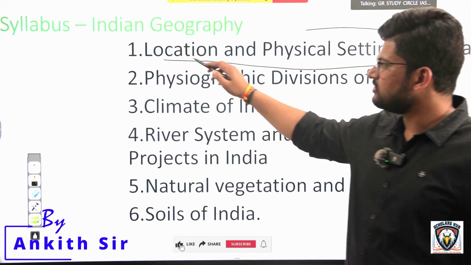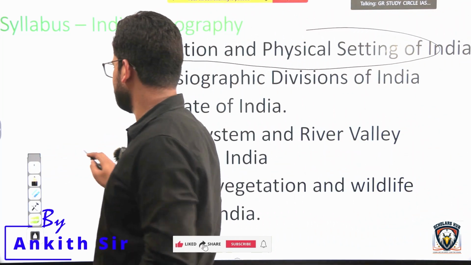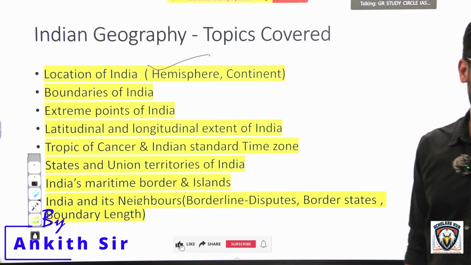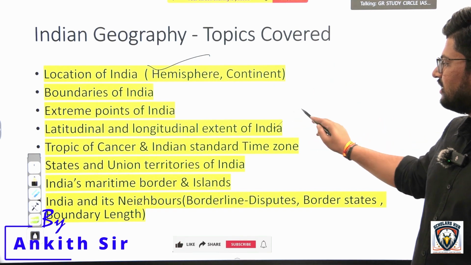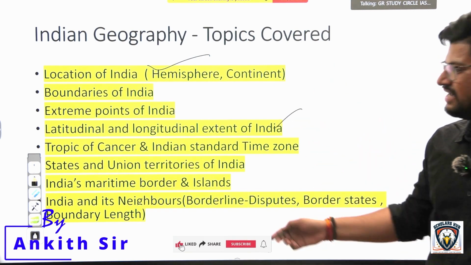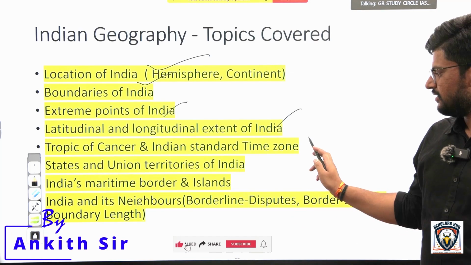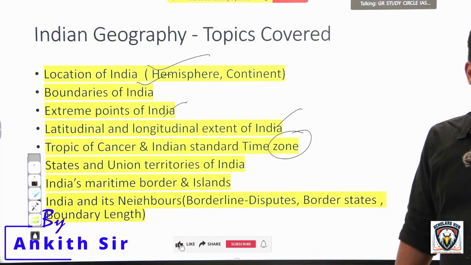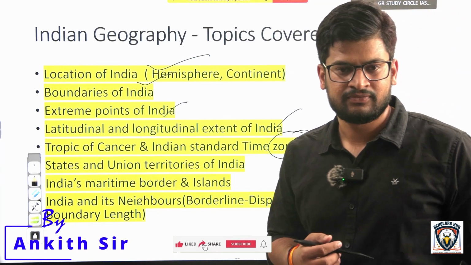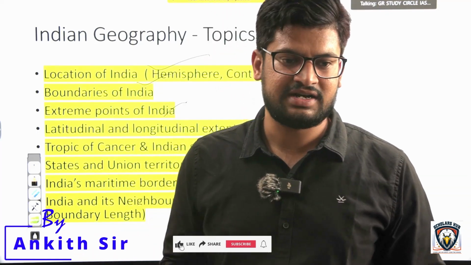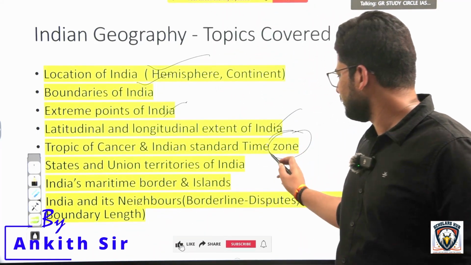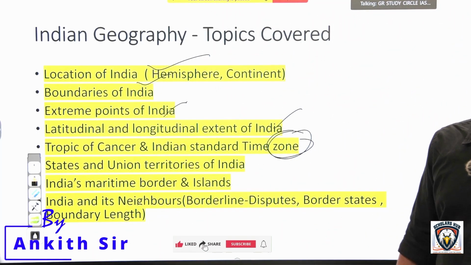In this topic, as I told you, we will be discussing in which hemisphere India is located, the latitudinal and longitudinal extent of India, what the extreme points of India are, the boundaries of India, which countries share borders with India, and the Tropic of Cancer. You know, the Tropic of Cancer passes through India, through 8 states. We'll look into those 8 states, and we'll also look into Indian Standard Time, how we calculate Indian Standard Time.